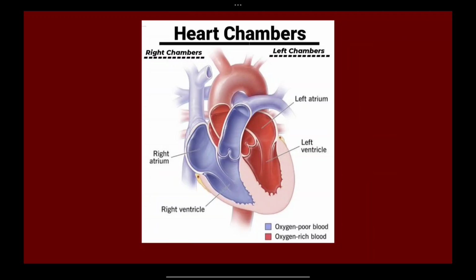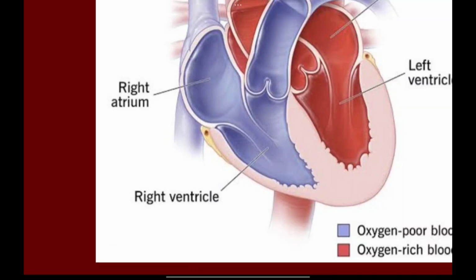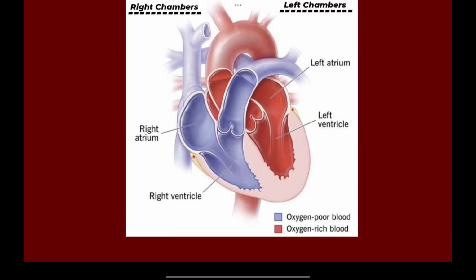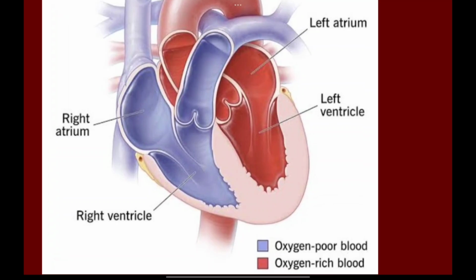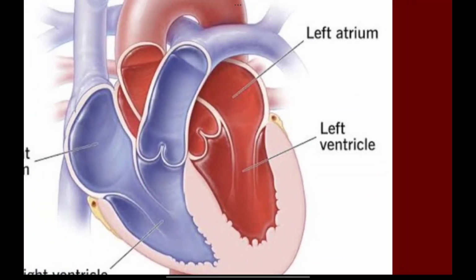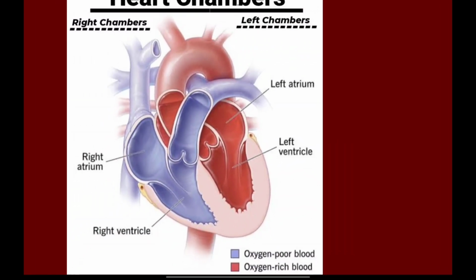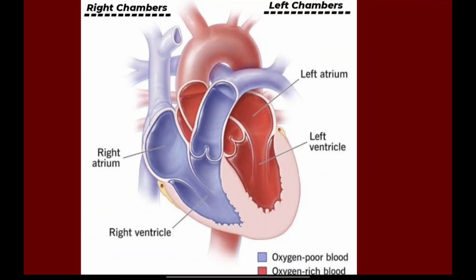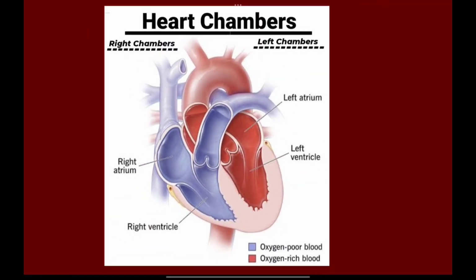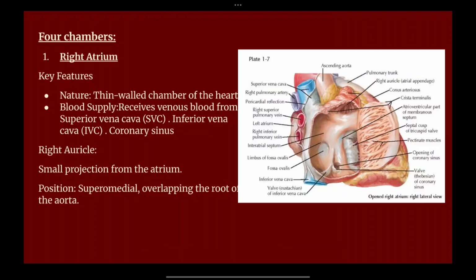The heart chambers are right and left. So the right chambers are called the right atrium and right ventricle. The left chambers are called the left atrium and left ventricle. So the left atrium contains red blood, or the oxygenated blood. The right atrium and right ventricle contain the deoxygenated blood, or oxygen-poor blood. So these are the chambers of the heart.